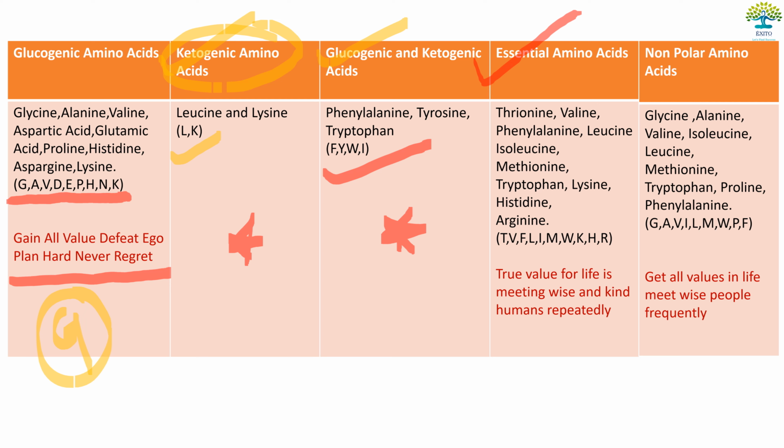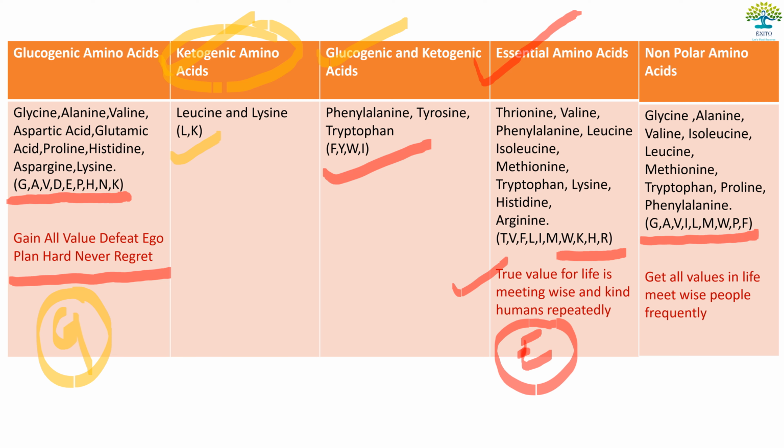Next category is for essential amino acids. In essential amino acids, you can see the symbols mentioned, and how can you remember them? True value for life is meeting wise and kind humans repeatedly. If you remember this sentence, you can remember the essential amino acid group. Next are non-polar amino acids. In this, you can see the symbols and you can remember: get all values in life, meet wise people frequently. So this is for non-polar amino acids.